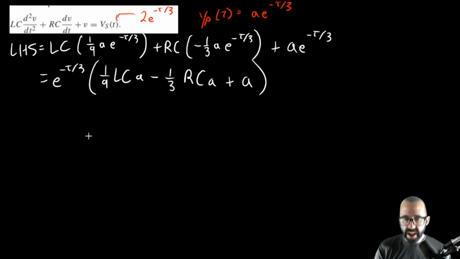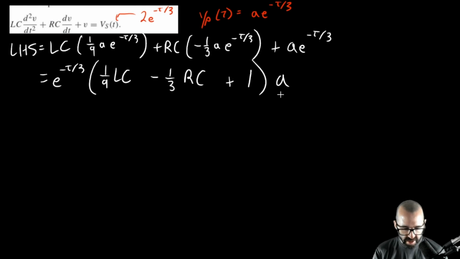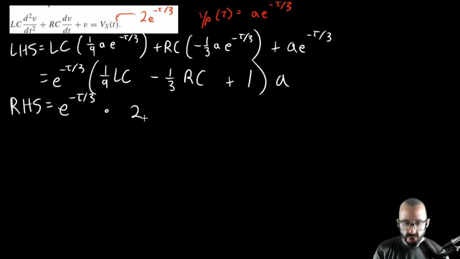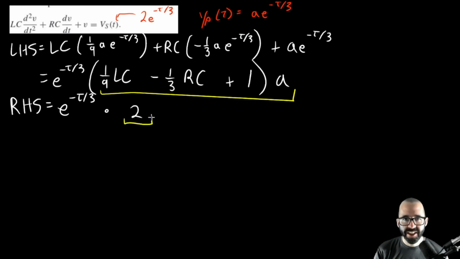And we can actually factor out the a as well. In fact, let's do so right now. Let's pull the a out. This is now a 1. Let's pull the a out on the right-hand side. You could pull it out to either side. It doesn't matter. Okay? So what is a? Well, the left-hand side needs to equal the right-hand side. The right-hand side was e to the negative t over 3 times 2. So this whole mess needs to equal 2, which is kind of funny.